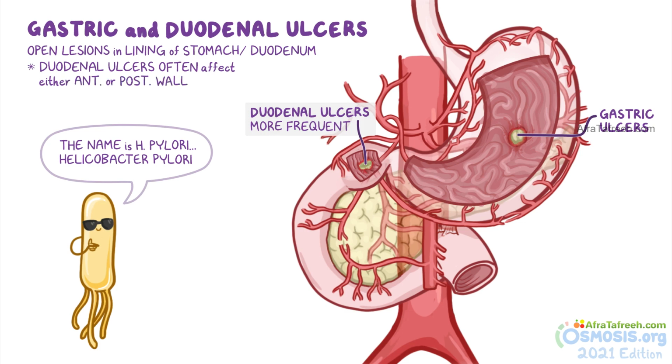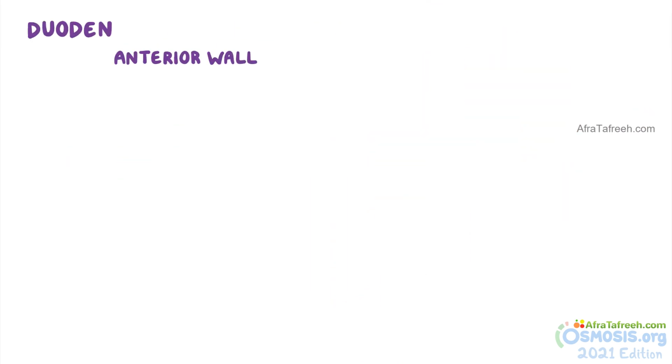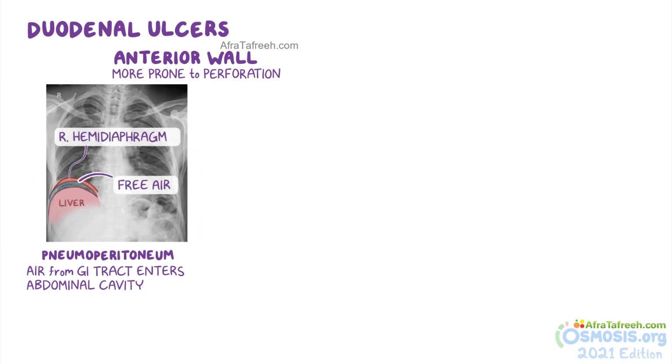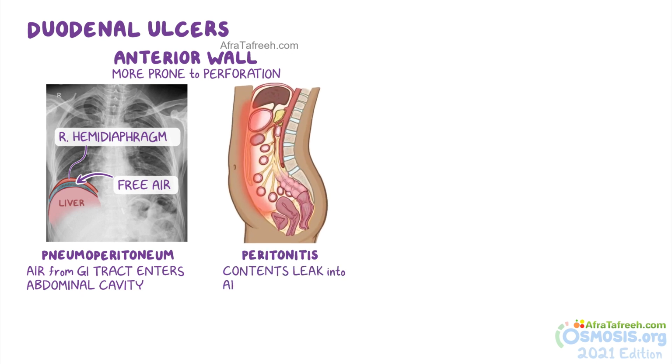If severe enough, ulcers can erode through the duodenal wall, which can cause perforation or gastrointestinal bleeding. Anterior wall duodenal ulcers are more prone to perforation into the anterior abdominal cavity, and this can result in a pneumoperitoneum because air from the gastrointestinal tract enters the abdominal cavity. A classic finding on X-ray is free air under the diaphragm indicating a pneumoperitoneum. This can also result in peritonitis because as duodenal contents leak into the abdominal cavity, they irritate the peritoneum.